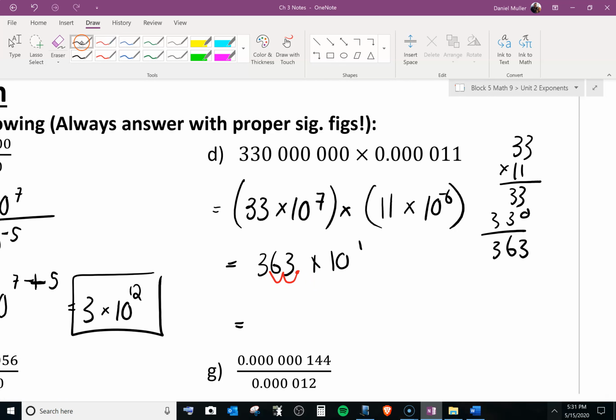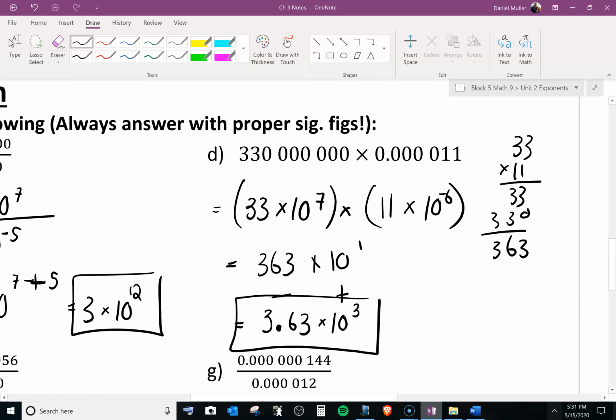1, 2, 3.63. So did I make that number bigger or smaller? I went from 363 to 3 point. So I made that number smaller. Therefore, I need to make this number bigger. I made it smaller by 2 decimal places, so I'll make this bigger by 2 exponents. So from 1, I'll go to 3.